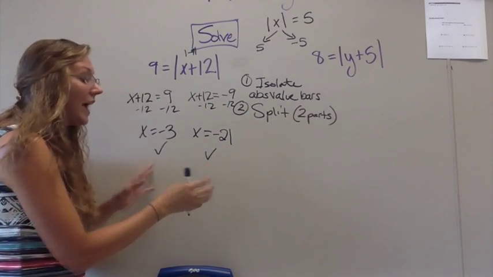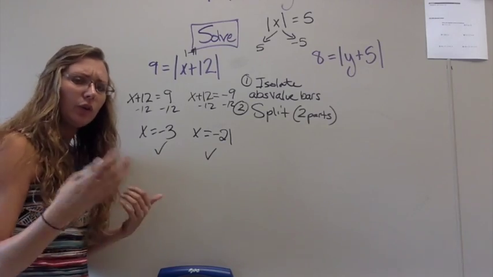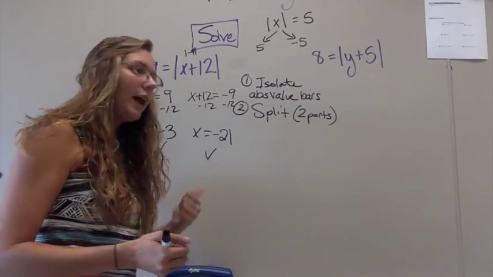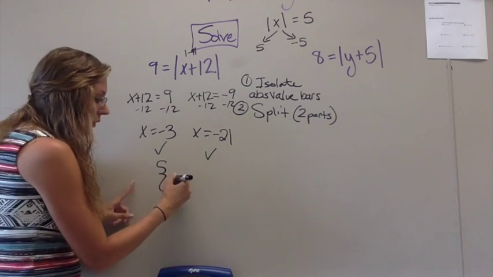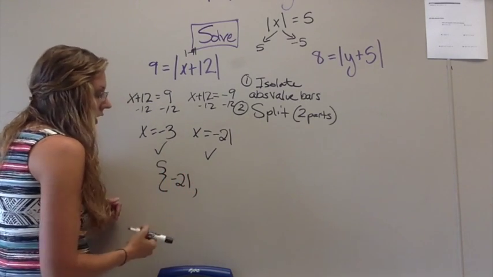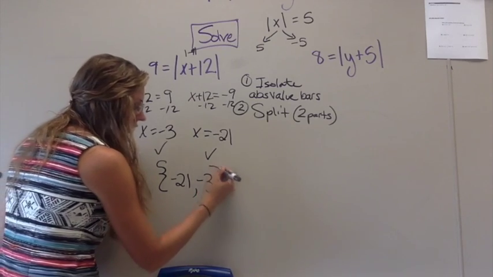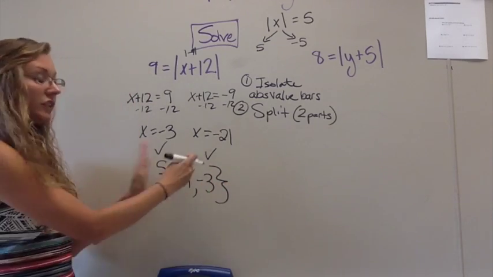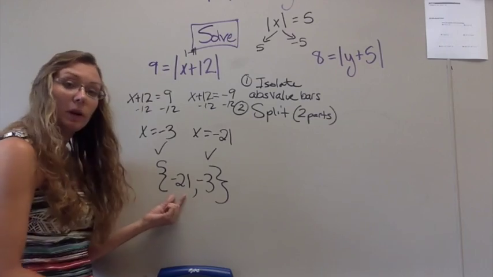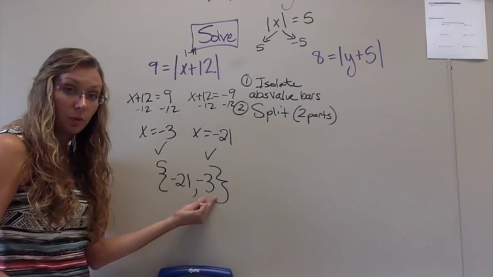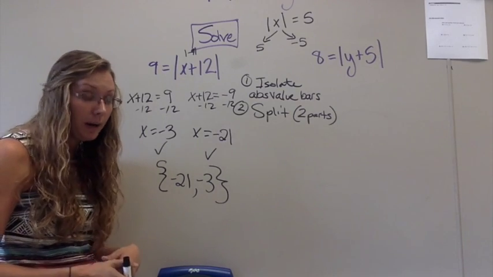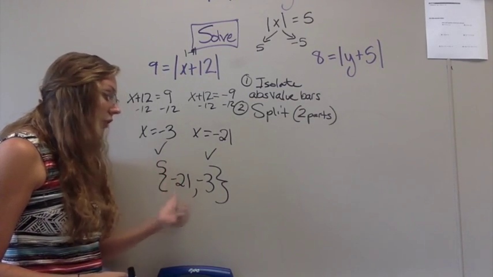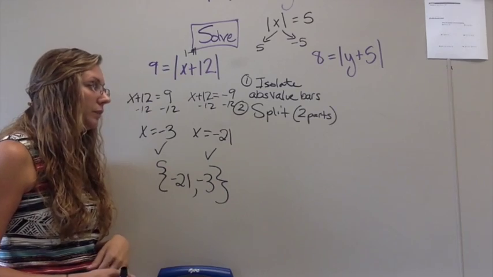Now we can write that as a set of answers. I don't know if you've done this before. I did it with my Algebra 1 last year. A set is put in curly brackets, and you usually put your smallest number first, and then a comma, and then your larger number, okay? And this means there's a set of answers that could work. Negative 21 could work, and negative 3 could work, okay? Again, it cannot be parentheses, or it's going to look like a coordinate pair. It needs to be these nice curly brackets, 2 solutions.